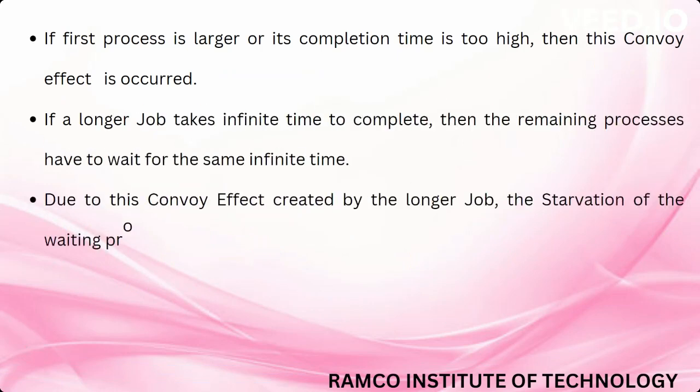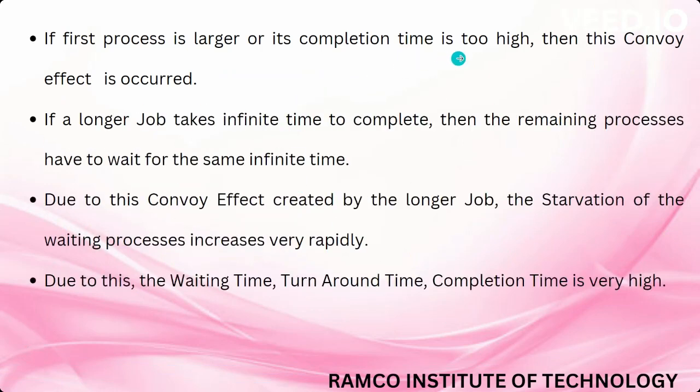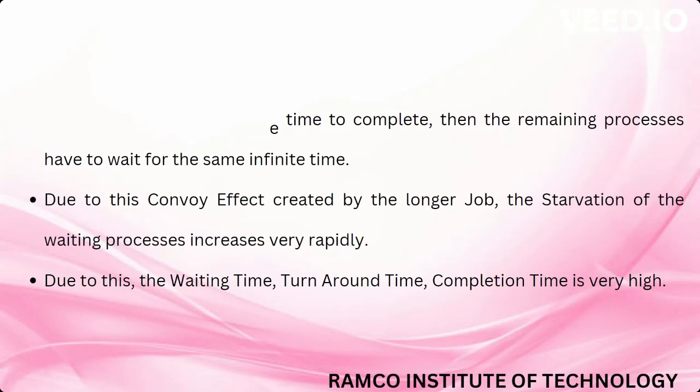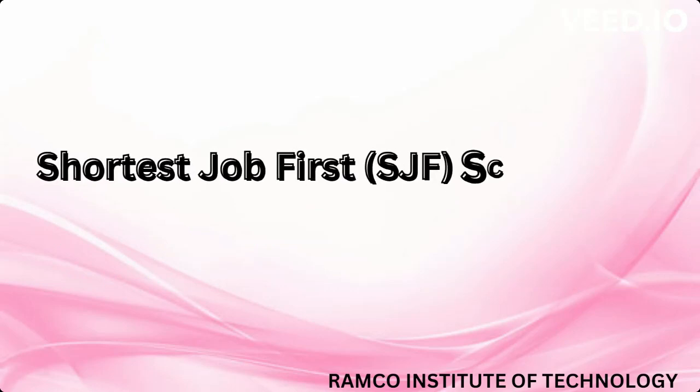So for example, if the first process is larger or its completion time is too high, then this convoy effect occurs. If a longer process or a longer job takes infinite time to complete, then the remaining processes have to wait for the same infinite time. Due to this convoy effect created by the longer process or job, the starvation of the waiting processes increases very rapidly. Due to this convoy effect, the waiting time, turnaround time, and completion time of FCFS scheduling are very high. So this is the biggest disadvantage of FCFS scheduling. Convoy effect is the biggest disadvantage of FCFS scheduling.